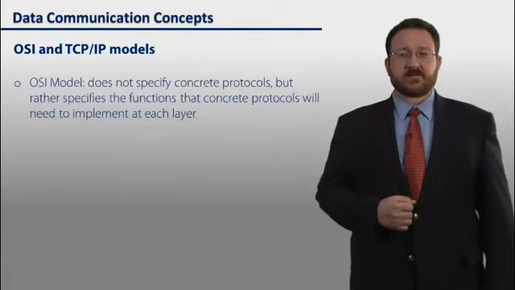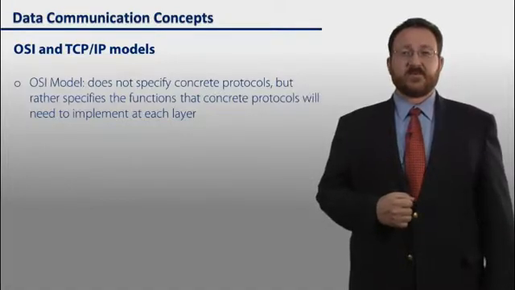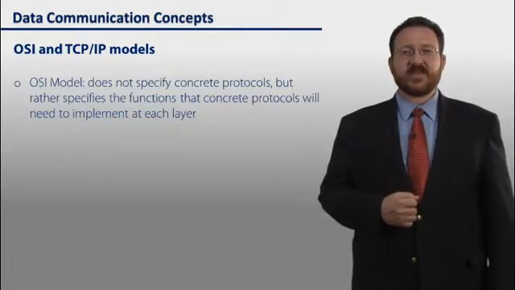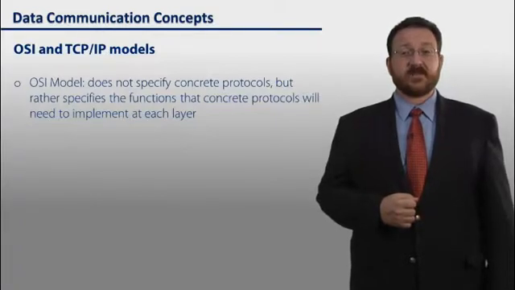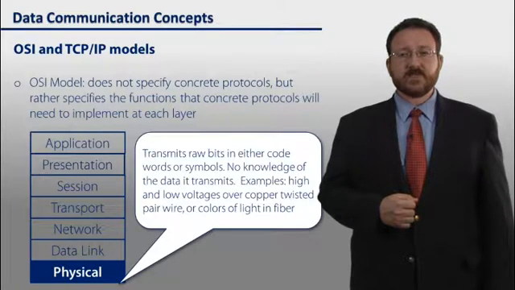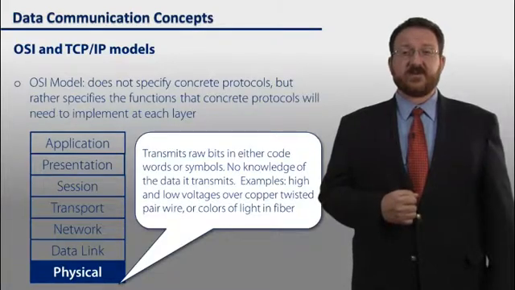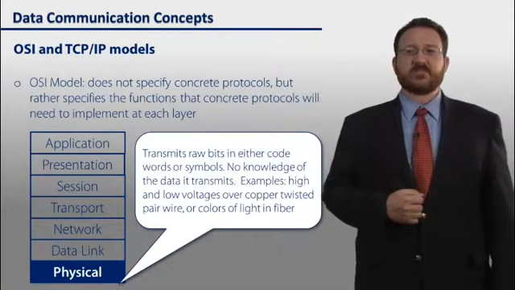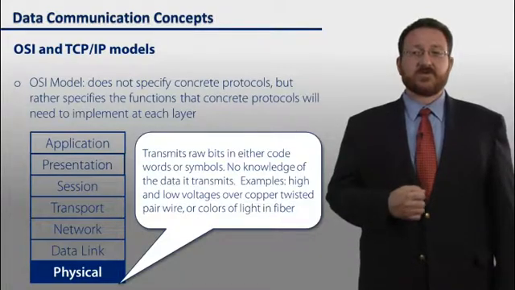There are two major models that we examine when it comes to data communication: the OSI model and the TCP/IP model. The OSI model does not specify concrete protocols, but rather is very abstract and instead specifies the functions that the concrete protocols will need to implement at each layer. These layers, the 7 of them in the OSI model, are the application, presentation, session, transport, network, data link, and physical layers. The physical layer transmits raw bits in either code words or symbols.